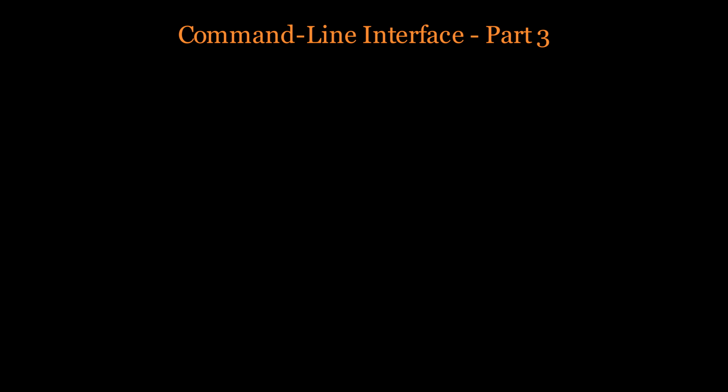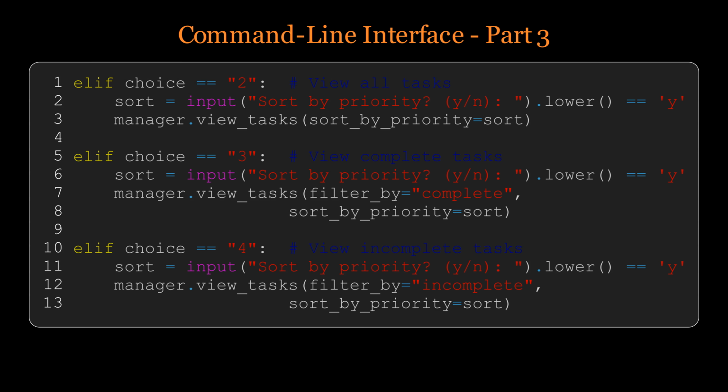Let's continue the main function with options to view tasks. Users can see all tasks, only complete ones, or only incomplete ones. We'll also add optional priority sorting. For choice 2, viewing all tasks, we ask if the user wants to sort by priority. We convert their answer to lowercase and check if it equals y. This boolean is passed as the sort_by_priority parameter.